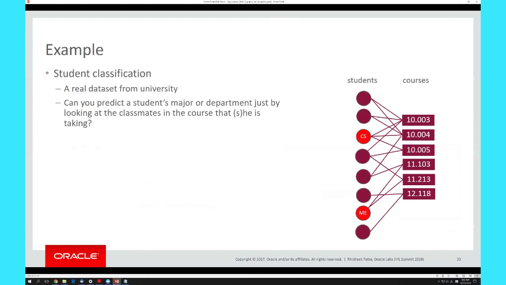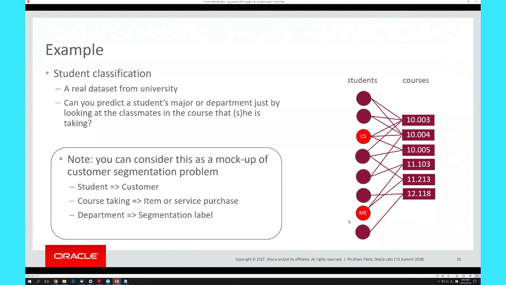Let me give a quick example. We apply this technique to an artificial problem. We have a real data set from a university where students are taking some courses. To make it more interesting, only some of these students are labeled with their majors or departments. By looking at what students go to what classes together, along with some of these labeled students, can you predict the label or department of the other students?